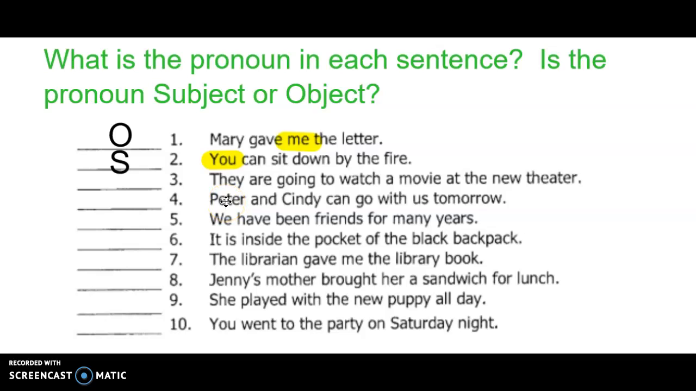Number 3, it says they are going to watch a movie at the new theater. So my pronoun's going to be they. They are doing the action of going. Okay? So that means they're doing the action, which means that's going to be a subject pronoun. Peter and Cindy can go with us tomorrow. So my pronoun's going to be us. They are receiving the action of going, okay? So that's going to make it an object pronoun.